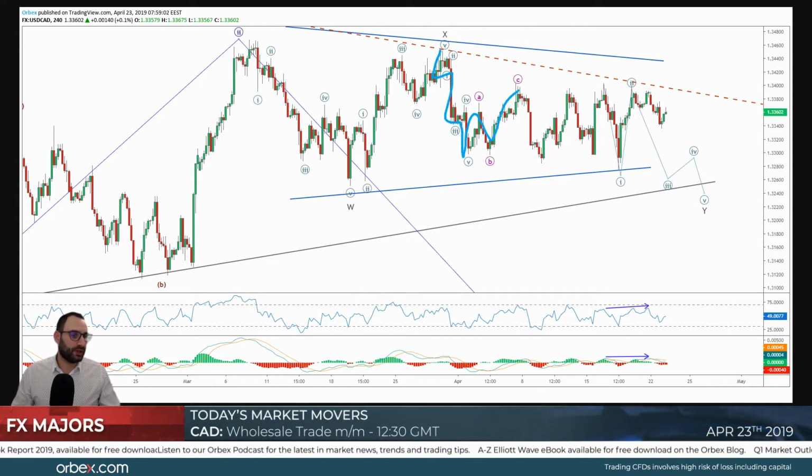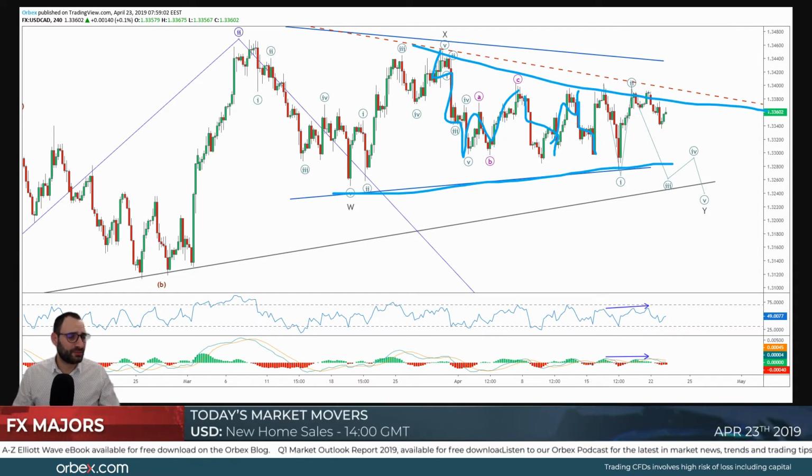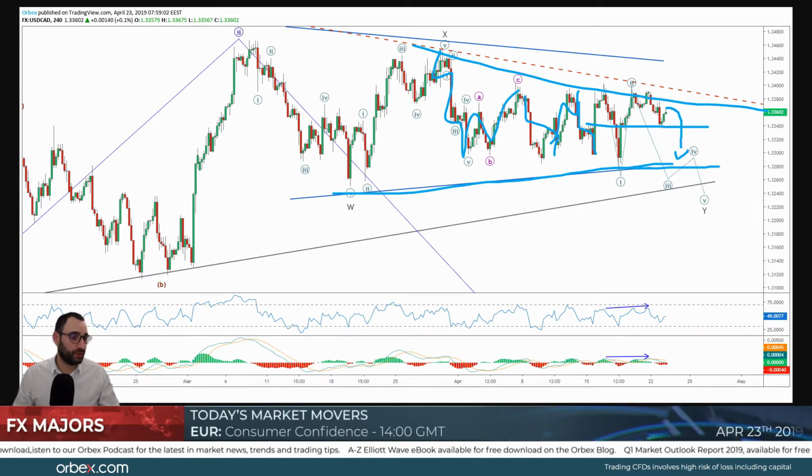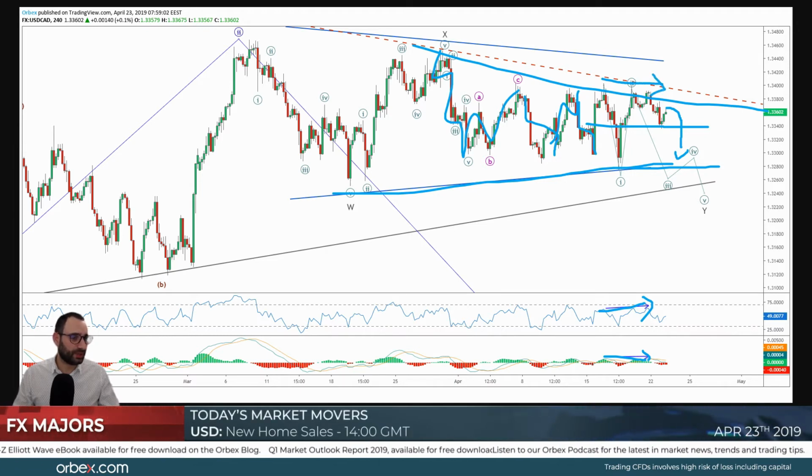We're looking at ABC corrections within this sort of tight triangle pattern. From here, we could be looking at prices to start correcting, moving a little bit lower, towards 1.33 or even lower. We do get some signals on both MACD and RSI from up here. But what is important to see is a break below the previous low around 1.3340.